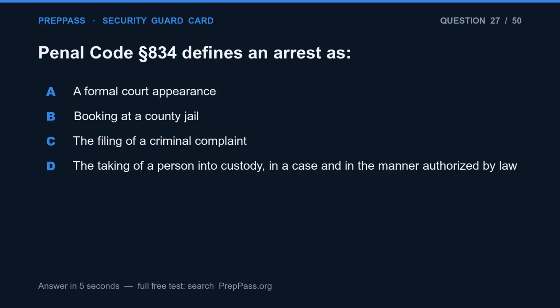Question 27. Penal Code Section 834 defines an arrest as A. a formal court appearance. B. booking at a county jail. C. the filing of a criminal complaint. D. the taking of a person into custody, in a case and in the manner authorized by law.